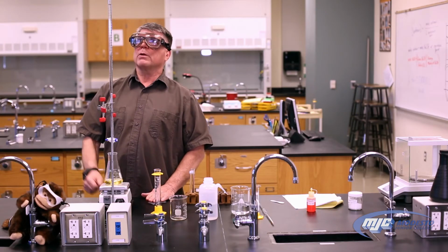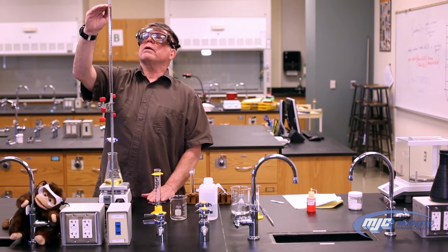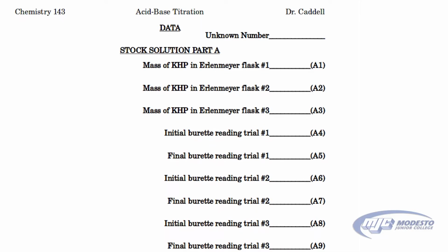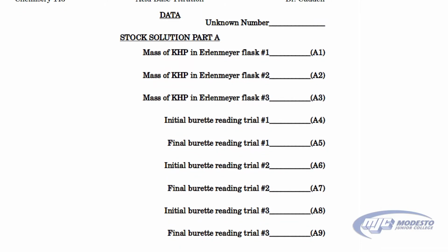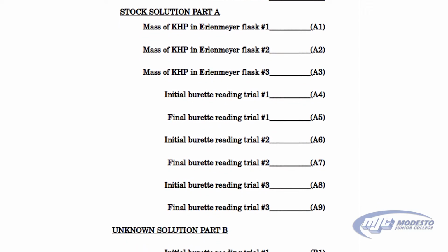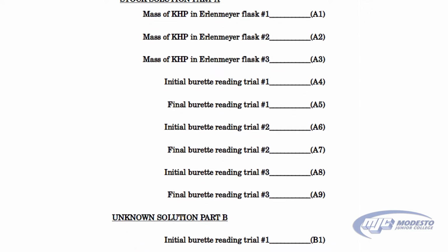So we can start out. We're going to need to read our initial volume here, 2 places past the decimal, just like we talked about on the board. And that will be our A4. And then for the second trial, that would be A6. And for the third trial, that would be A8.